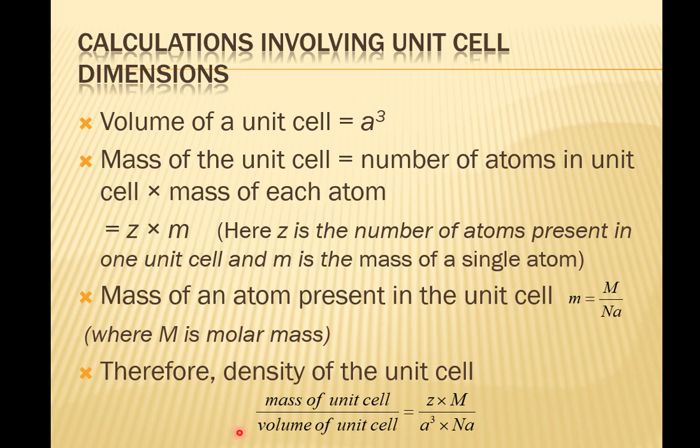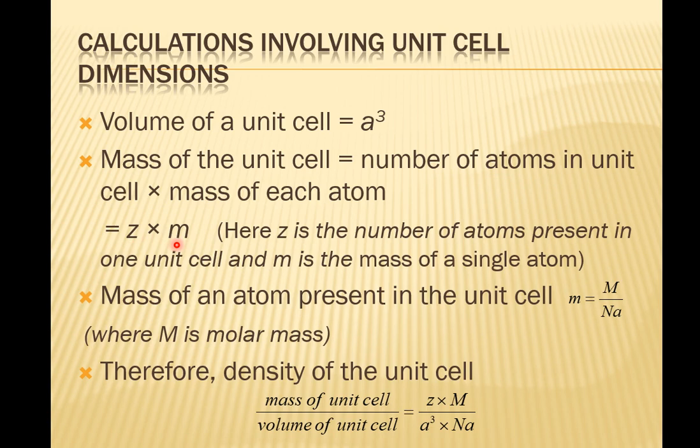Now what is the volume of unit cell? Volume of unit cell is simple, it is A cube, since A we have taken to be equal to cell edge. Mass of unit cell is basically the mass of particles of the unit cell. So mass of unit cell will be number of atoms multiplied by mass of each atom. Number of atoms is represented by Z and mass of each atom as small m.